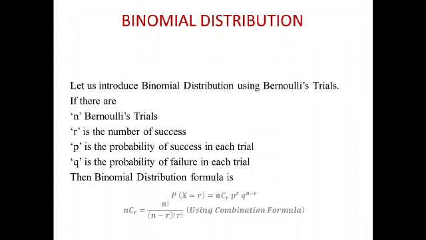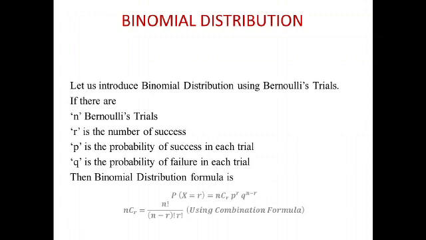Now let's understand binomial distribution formula using Bernoulli's trial. The formula is given as probability of x equal to r is equal to nCr p raised to r q raised to n minus r, where n stands for the number of trials, r stands for the number of successes, p stands for the probability of success in each trial, and q is the probability of failure in each trial.